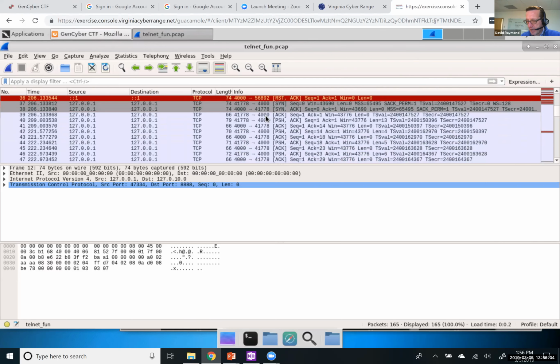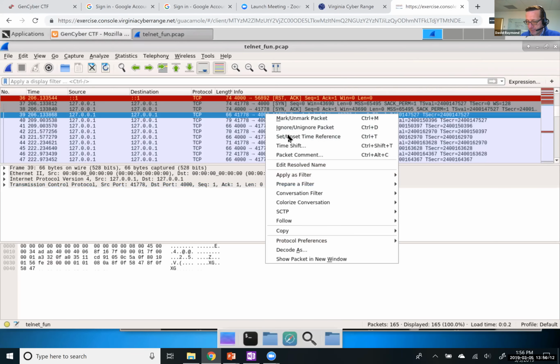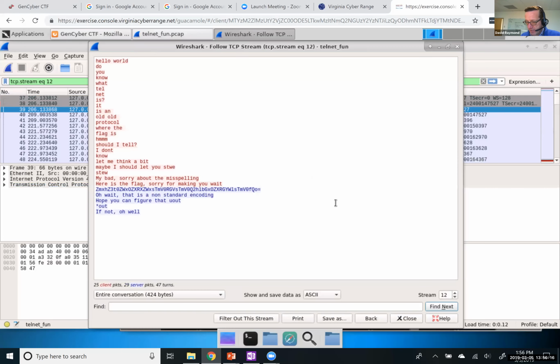And this is sustained for a while. There's not this FIN that's causing the connection to break down. Okay, so let's follow this and see what we find. Follow TCP stream. Here we go. This is more interesting, right?